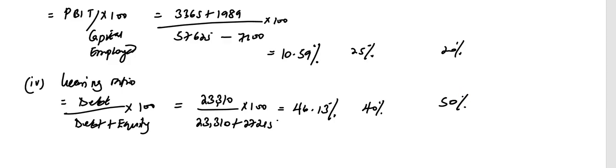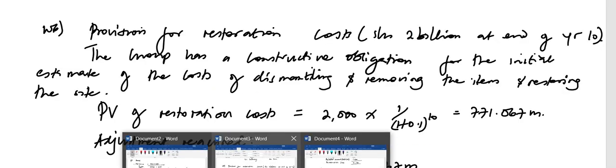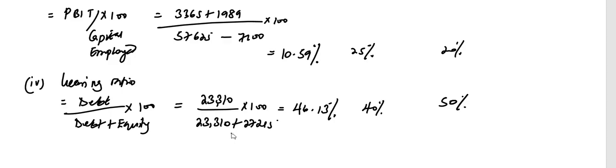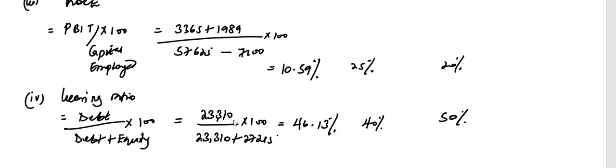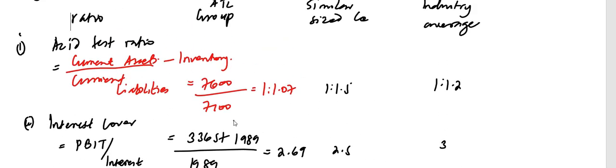So you are required to assess the performance of the group during the year ended 31st December 2021, given the performance indicators of the similar size and the industry average. These are 6 marks. So of course there will be marks for the computation of these ratios. If you have the correct ratios, then of course there will also be marks for the assessment. Let's start with the acid test ratio.